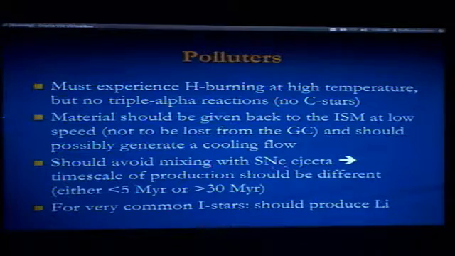You should avoid mixing with the supernova ejecta, at least in most of the cluster. So the time scale of production should be different, either before, that is less than 5 million years, or after, that is above 30 million years. In this interval of time, you have the core collapse supernovae, and you should avoid them. And at least for the I stars, which are the majority, they should produce lithium.